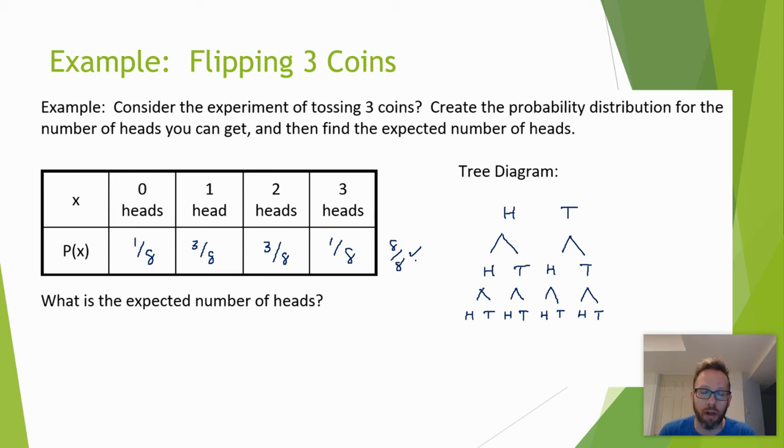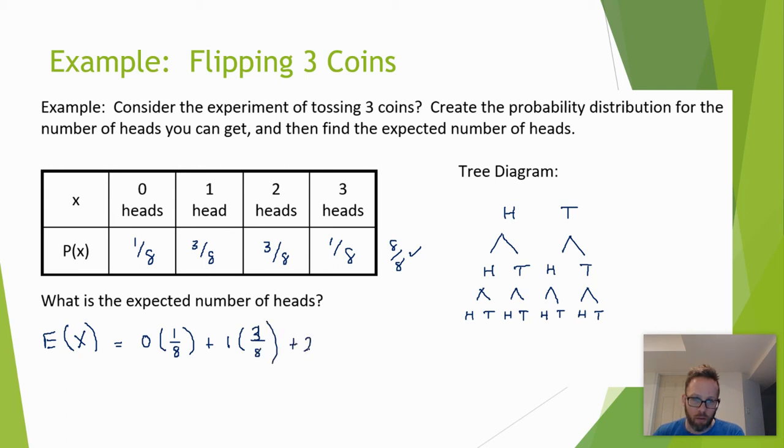We've shown the distribution. Now, what is the expected number of heads when you flip 3 coins? Well, we can use our expected value formula here. So expected value, capital X, is the outcomes. The first outcome is 0 heads, and its probability was 1 out of 8. Plus, the second outcome was 1. Its probability was 3 out of 8. 2 heads, 3 out of 8. 3 heads, 1 out of 8.